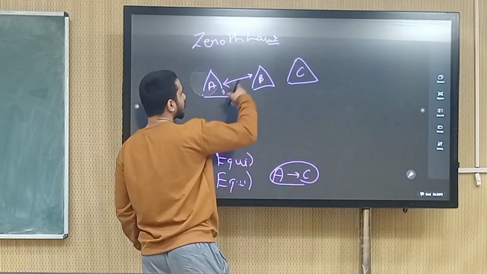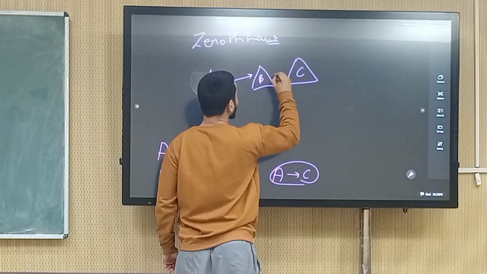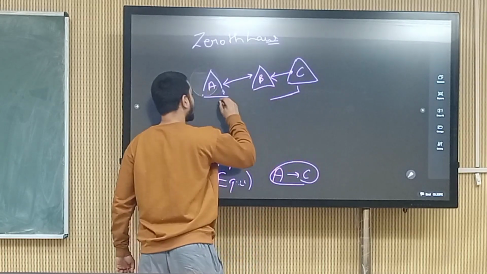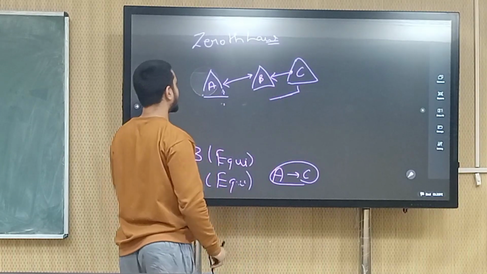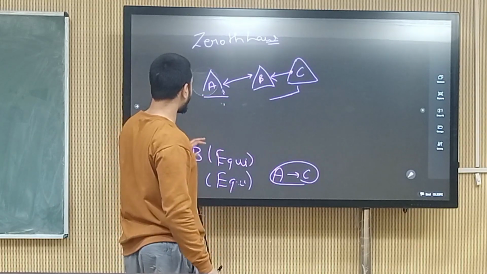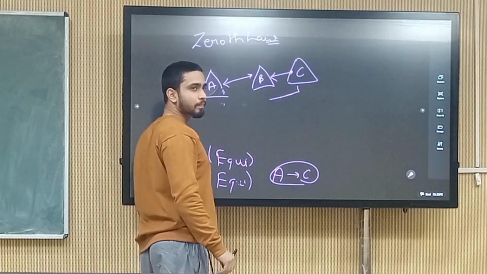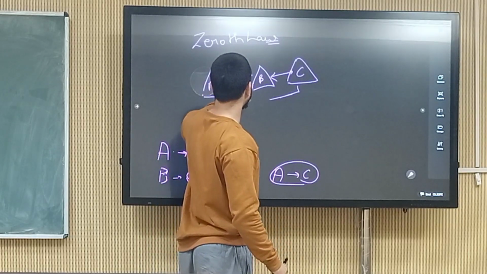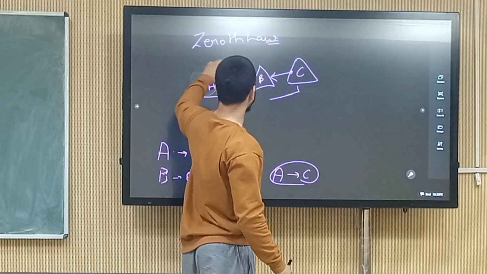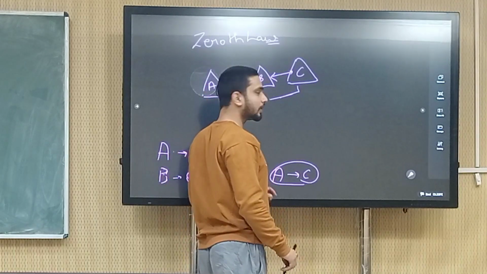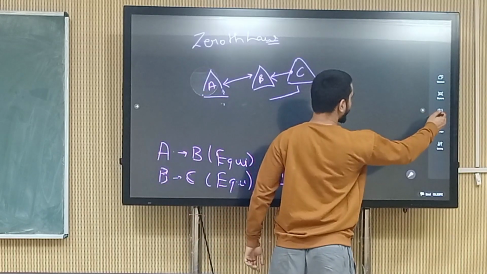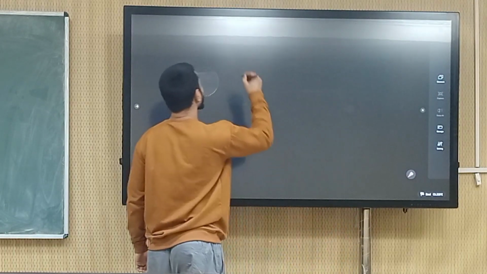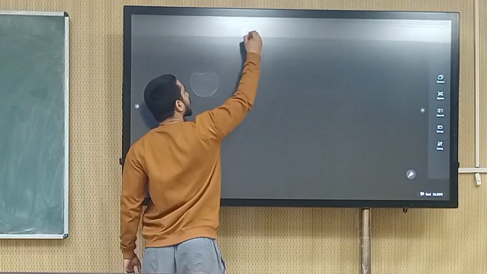So if A and B are in equilibrium, and B and C are in equilibrium, there will also be an equilibrium between A and C. From the zeroth law we can deduce that. There are three systems which are in equilibrium with each other, so the first and third will also be in equilibrium from the zeroth law of thermodynamics. Okay, so let's see what the first law of thermodynamics is.